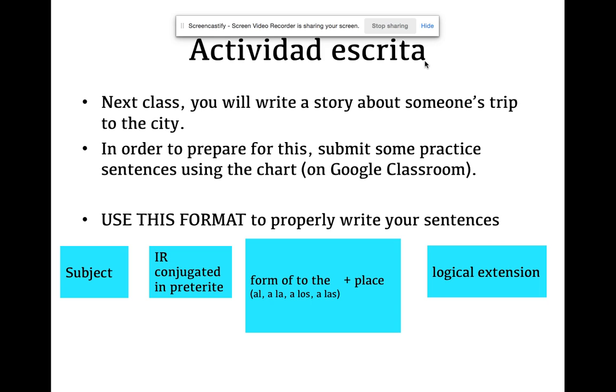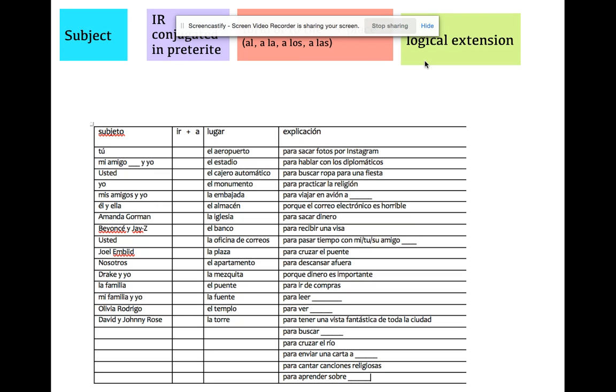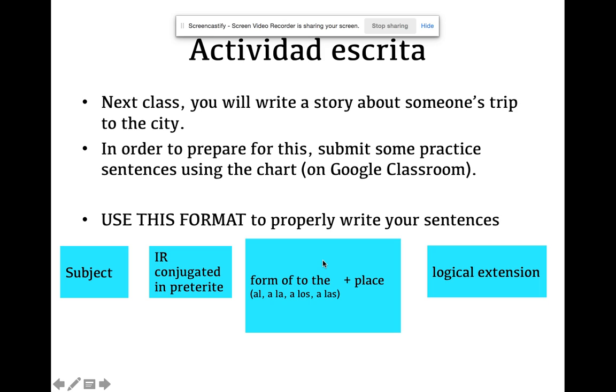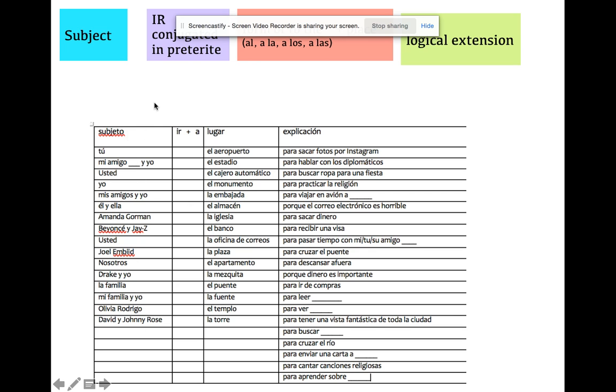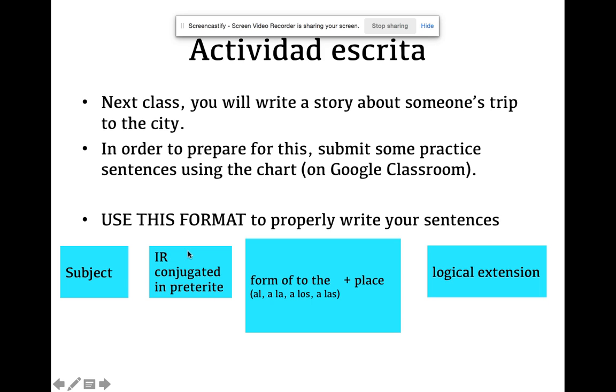Okay, so on Google Classroom, you have a chart. You should use the chart, which looks like this, down the bottom, to properly format your sentences by following the format below. So you'll always start with a subject, which, as you can see, is the first column. Then you will always use ir, the verb for to go, conjugated in the preterite tense. Then, since you're saying someone went, you have to say to the, right? Someone went to the blank. And then you will fill it in with a vocab word.